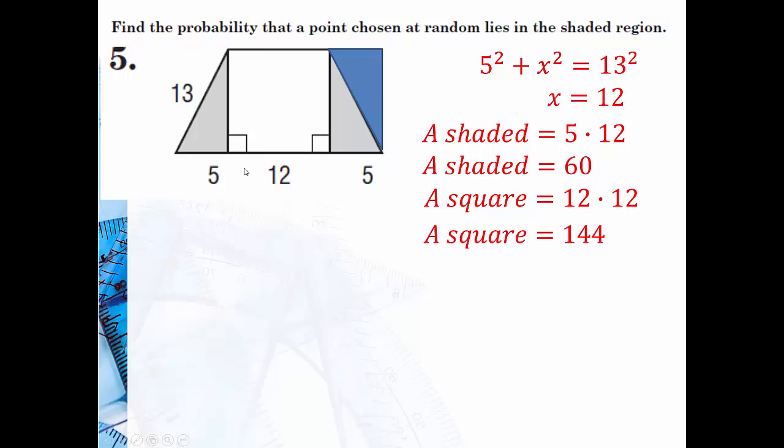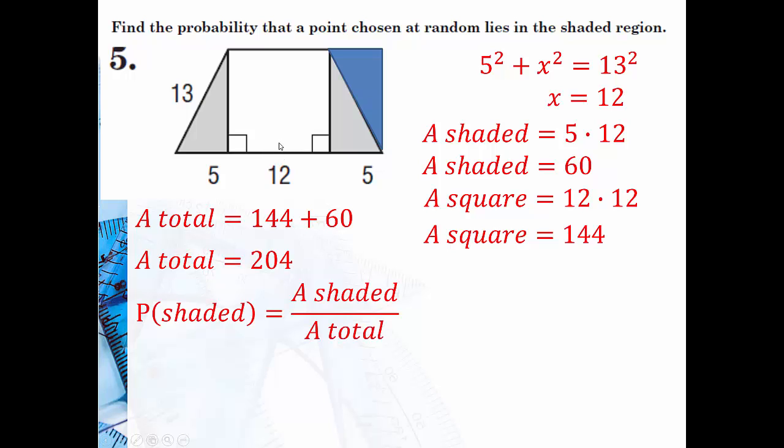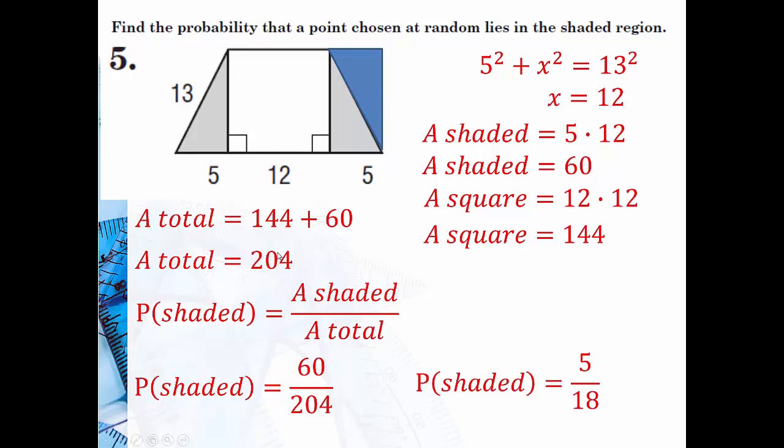So it's 144. The total area of my problem are these two triangles, or the 60, plus the 144, which is 204. The probability of being in the shaded area is the area of the shaded region over the total area. So it's 60 over 204, which simplifies to 5 over 18.